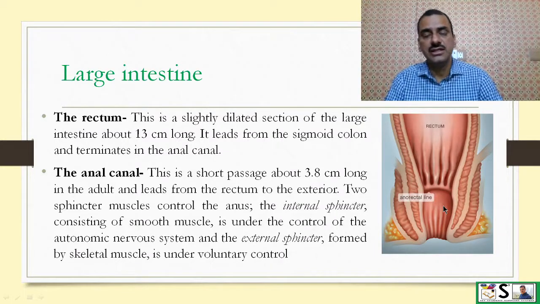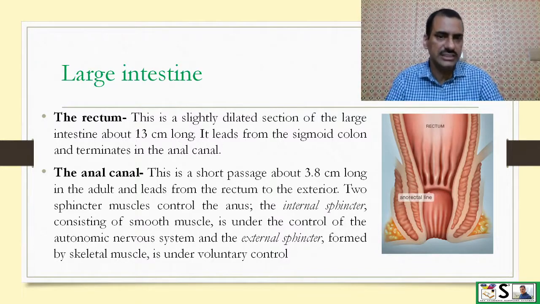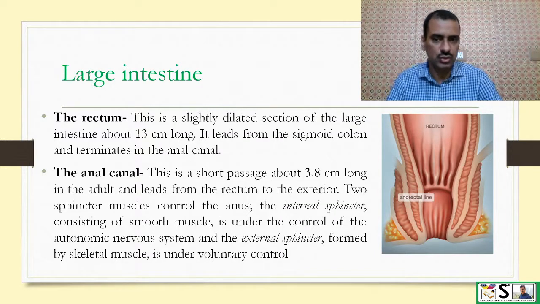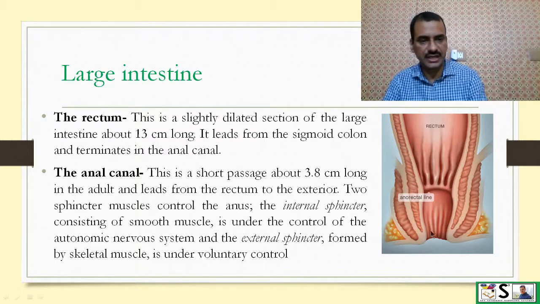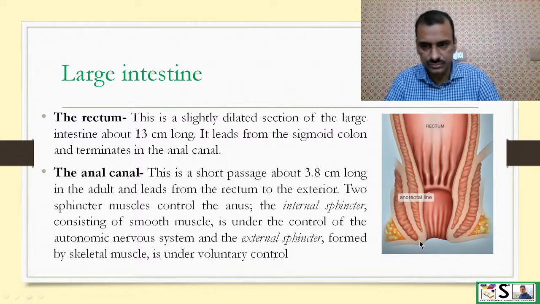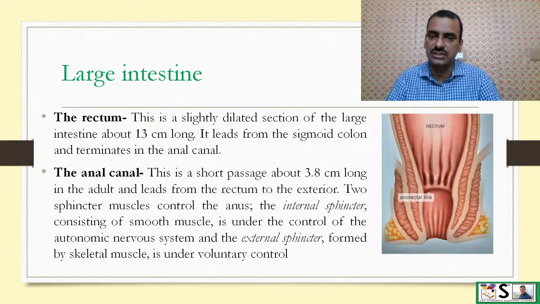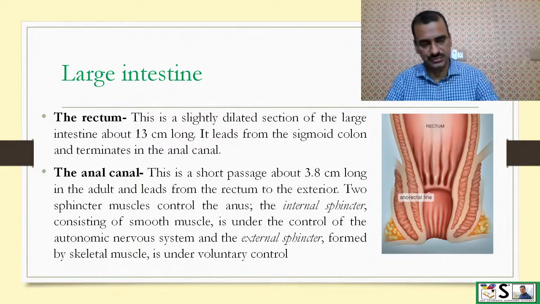Anal canal is a short passage of about 3.8 to 4 centimeter long in adult and leads from rectum to the exterior environment. Two sphincter muscles control the anus, internal sphincter and external sphincter. The internal sphincter consists of smooth muscles and is under autonomic nervous system control, while the external sphincter is formed by skeletal muscle and is under voluntary control.